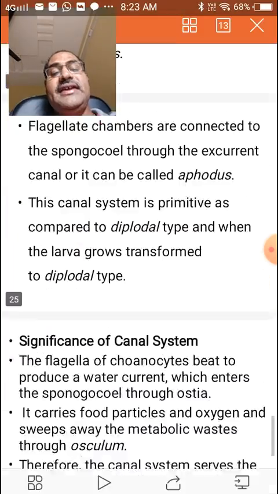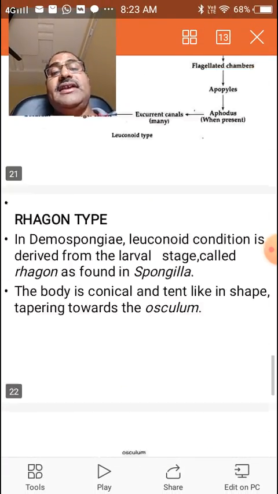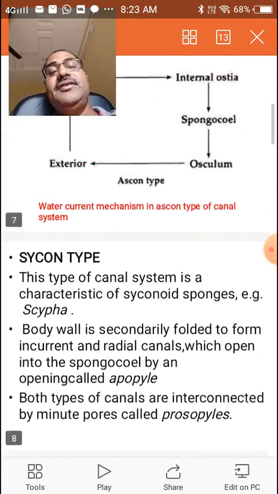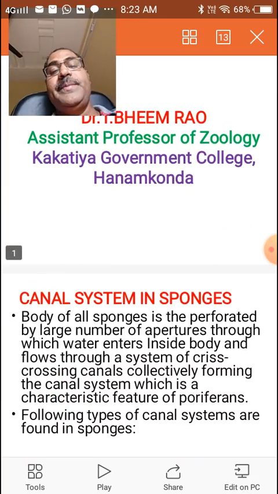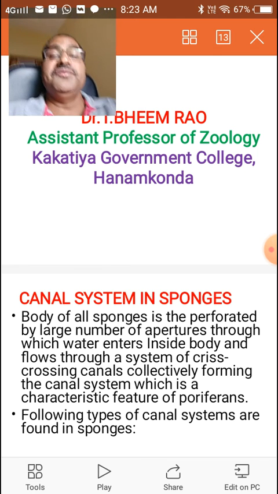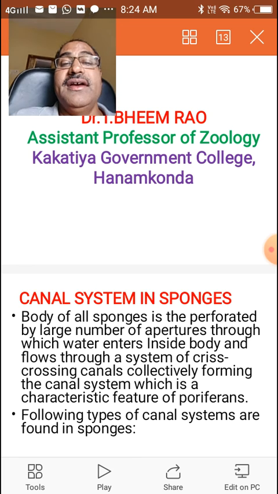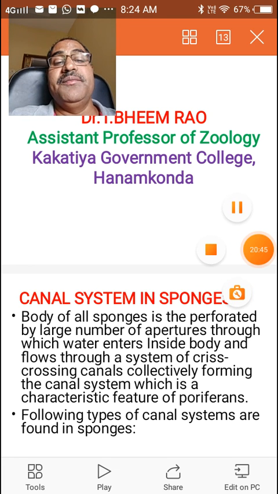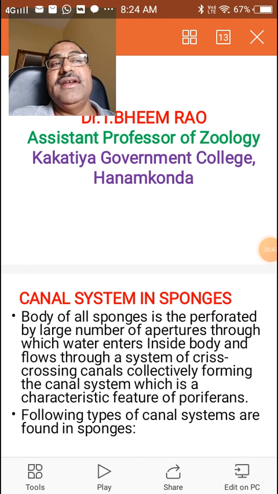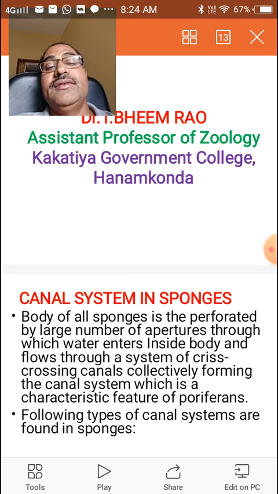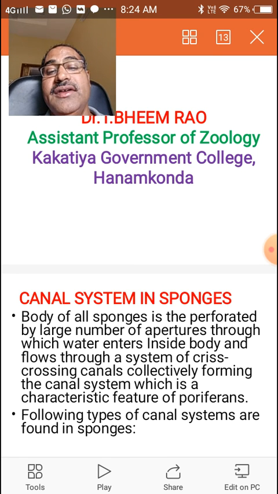So these are the canal systems present in the poriferans. So in your essay type question, write the essay on the canal system of the poriferans. So this is the poriferan canal system.